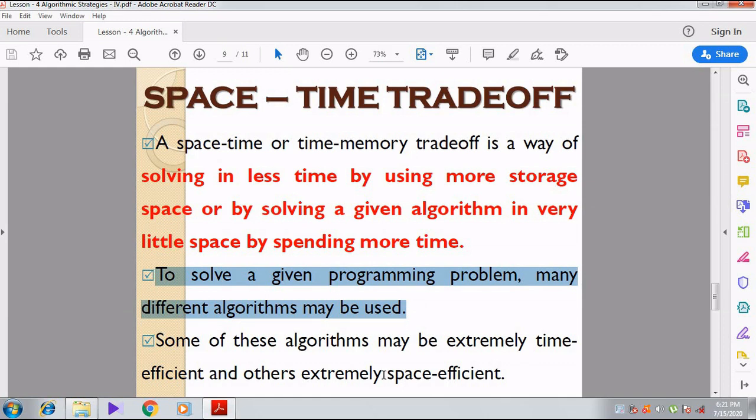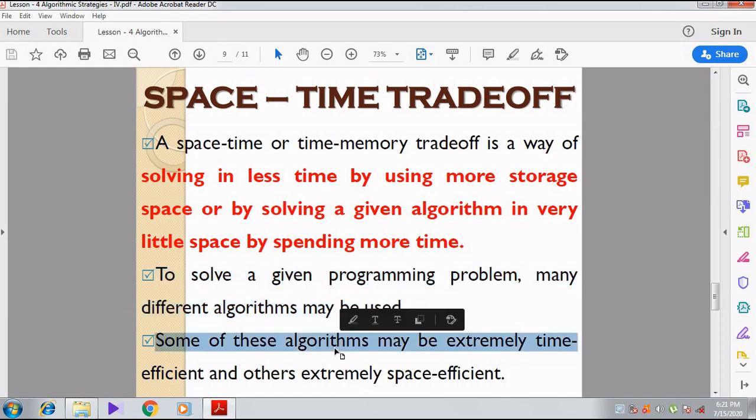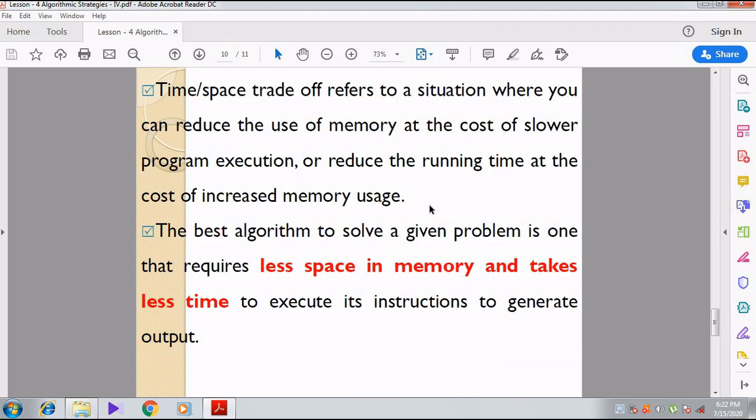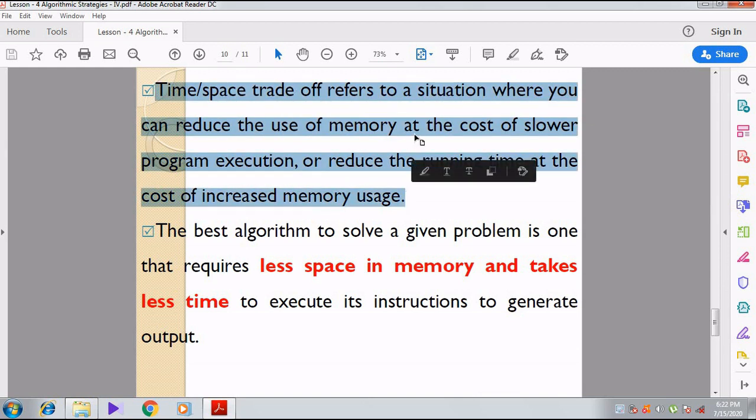Some of these algorithms may be extremely time efficient and others extremely space efficient. So some algorithms are based on a time constraint, some algorithms are based on a space constraint. We cannot concentrate on both time and space equally. Either we can go by time efficiency or we can go by space efficiency. We cannot go by both, right?